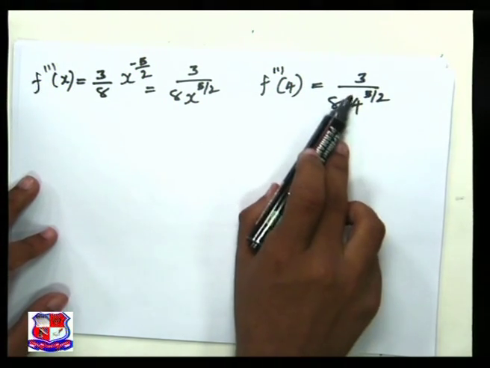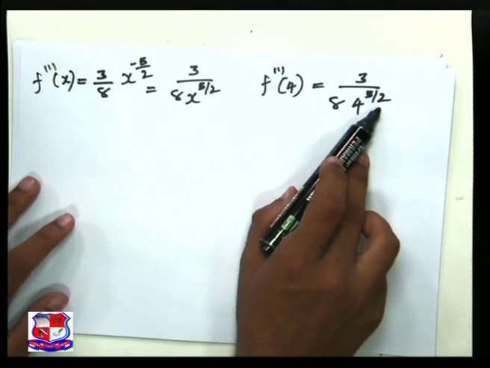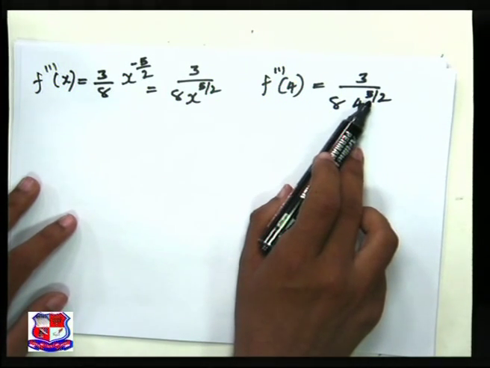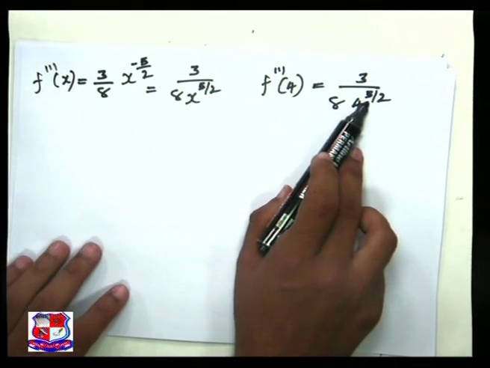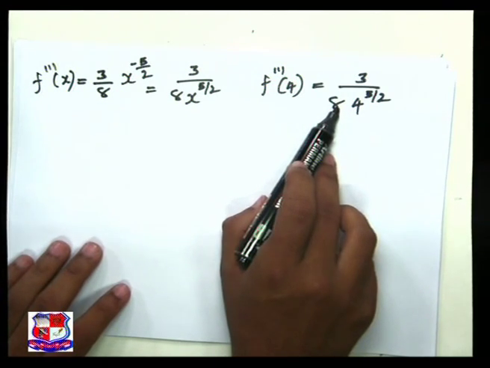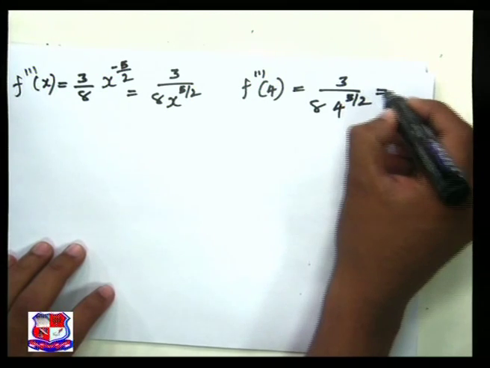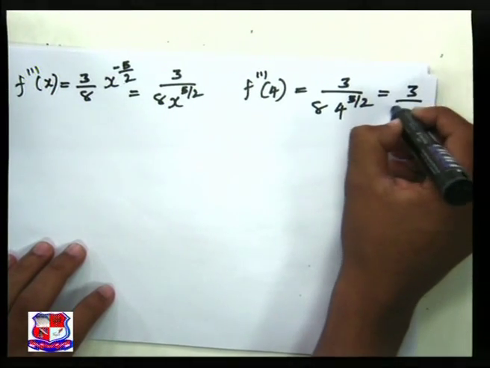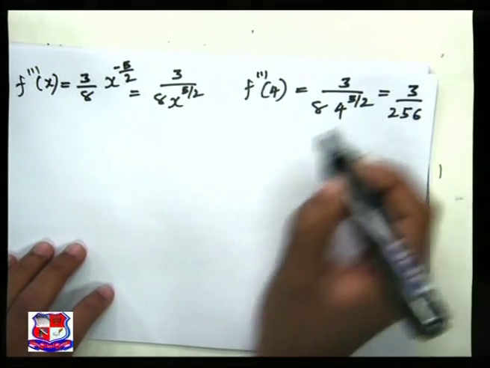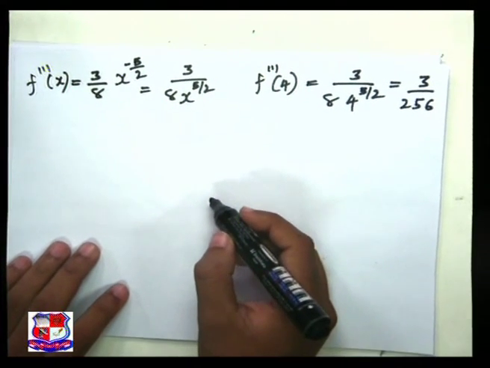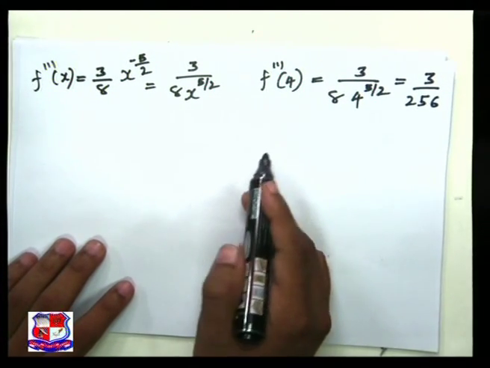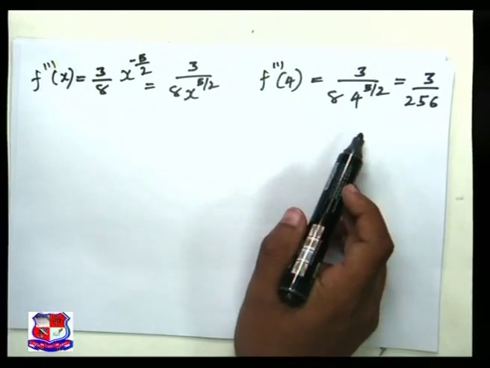Now first of all, 4 raised to 1 by 2, so that is 2, and 2 raised to 5, so that is 32. 32 into 8, you will get 256. So that's why this is equal to 3 upon 256. Okay, now put all these values in the equation, in this formula.